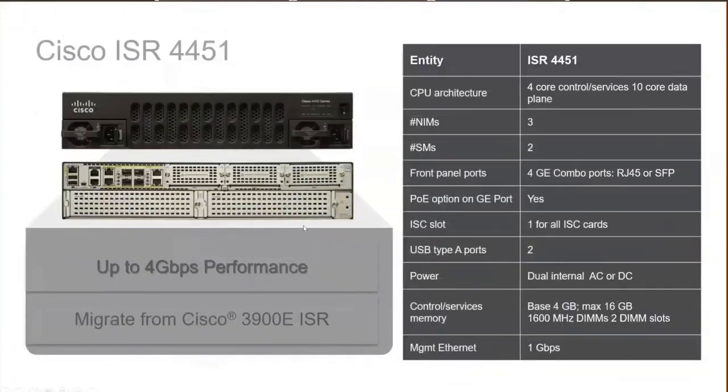Similar to the 4451, but if you see the CPU architecture, the control plane is the same 4 core, but the data plane is 10 core, which earlier was 16 core in the 4461 model. So the throughput will be slightly lesser in 4451. And again, the third 5 is because we have 3 NIMs and 2 SMs, total 5.